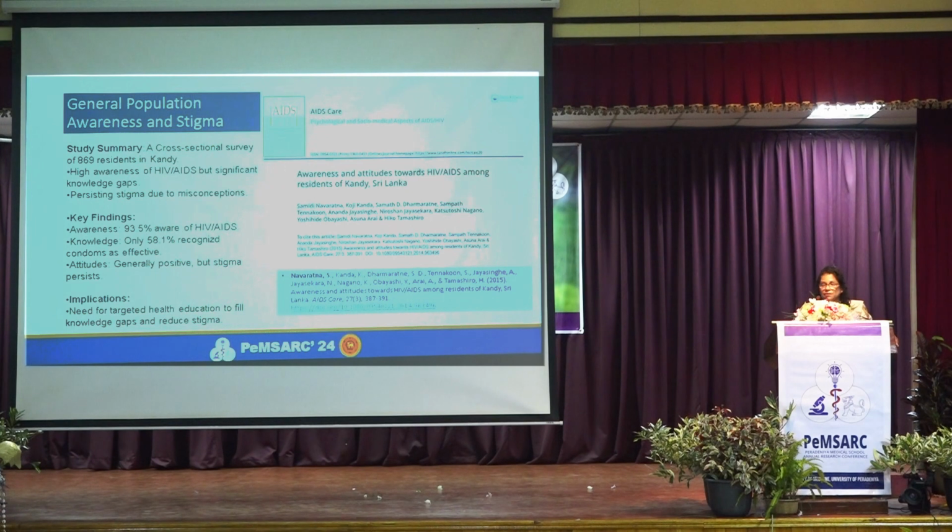The key findings: 93.5% were aware of HIV and AIDS, but the specific knowledge was not great. Only around 58.1% recognized that condom usage is effective in preventing HIV and AIDS. Attitude-wise, they were generally positive, but we identified that stigma is heavily present in the population. The implication is the need for targeted health education to fill these knowledge gaps and reduce stigma.